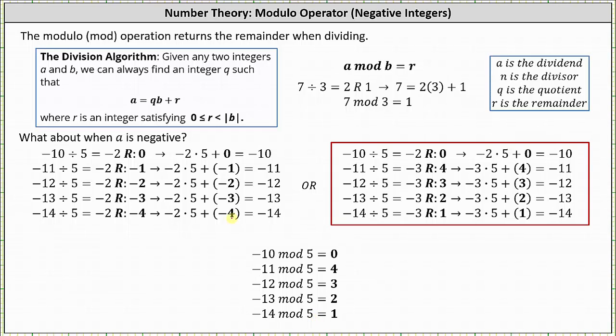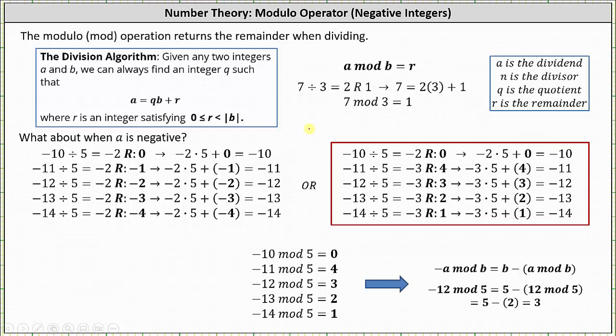The good news is when we have a negative number mod a positive number, we can use the following formula for the mod operation. Negative A mod B is equal to B minus A mod B. As an example, to evaluate negative 12 mod 5, using the formula we have 5 minus 12 mod 5. 12 mod 5 is equal to 2, since 2 is a remainder when 12 is divided by 5, giving us 5 minus 2, which is 3.